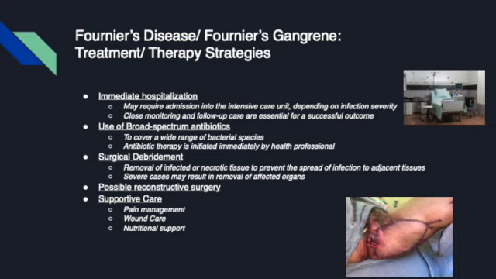If surgical debridement or intervention takes place, then there is also a possibility of reconstructive surgery. Another big part of the treatment or therapy strategy for Fournier disease is going to be overall supportive care. This may include pain management, wound care, and nutritional support as well.